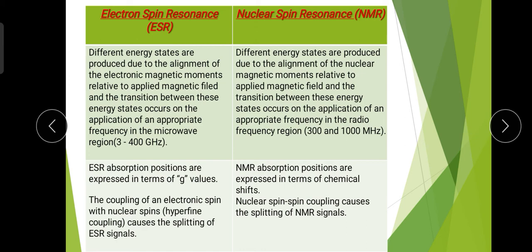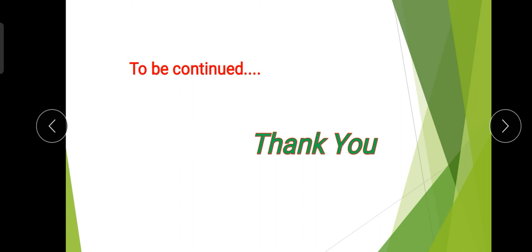So this is the basic difference between NMR spectroscopy and ESR spectroscopy. Up to this point we have covered all topics which come under ESR spectroscopy as well as NMR spectroscopy, and we have completed our fourth module, that is, resonance spectroscopy. In our upcoming video we will start the new module, that is, spectroscopic techniques, the third module.